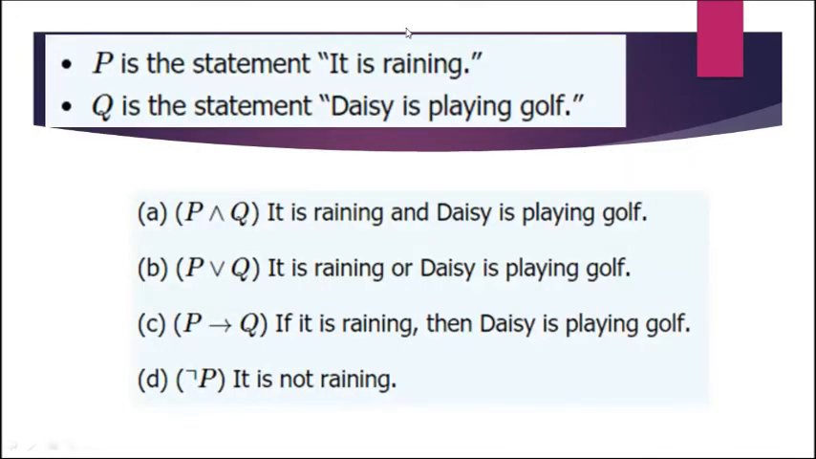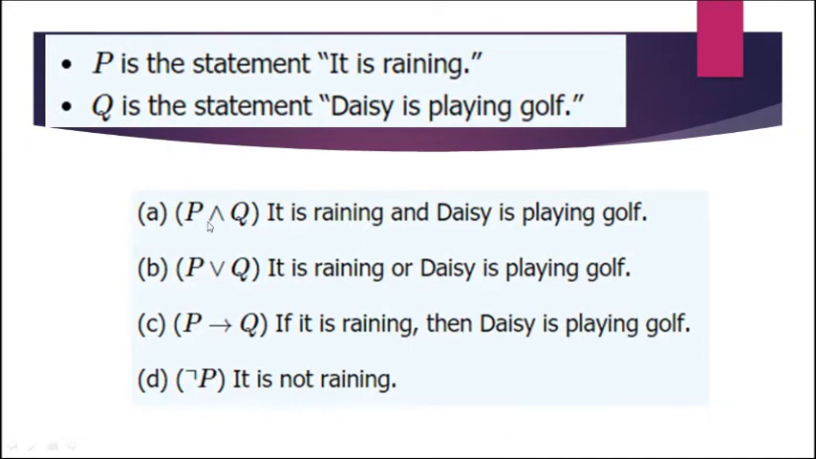So we have now your statements. Statement P, okay? So we have your simple statement. When you combine these two, we're going to have a compound statement. Statement P says that it is raining. Statement Q says Daisy is playing golf. So this time, we're going to combine the two simple statements in order to have a compound statement.